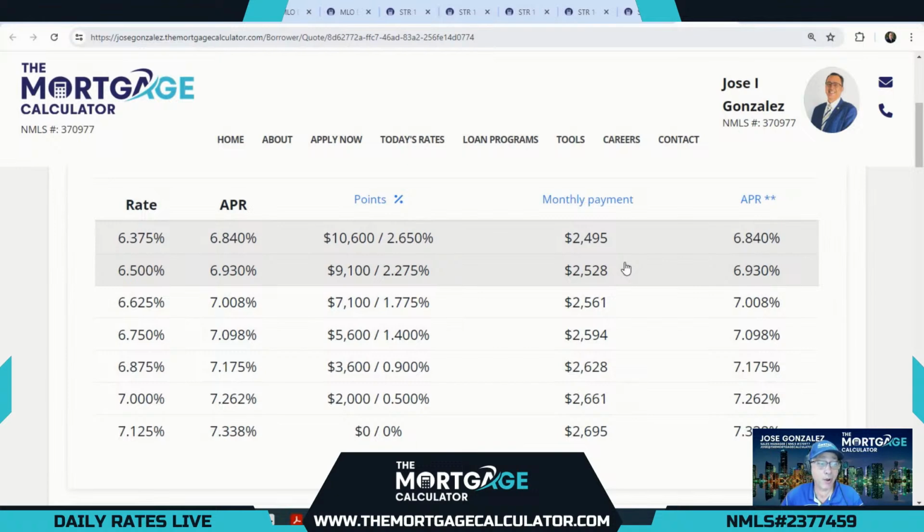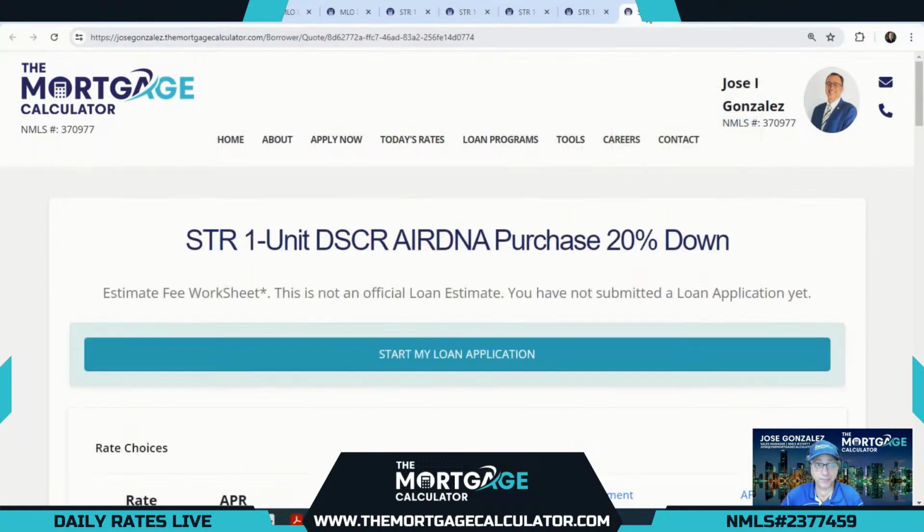7.125 is at par, amazing rate. And you can buy that down all the way to 6.375 at a cost of 2.65 points.